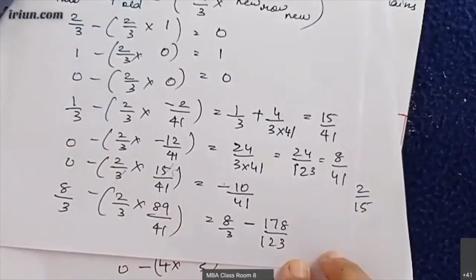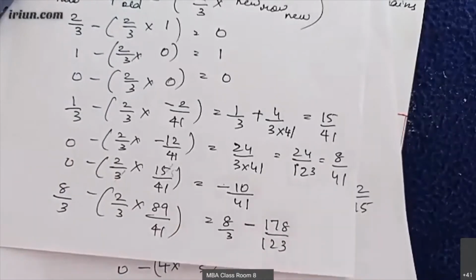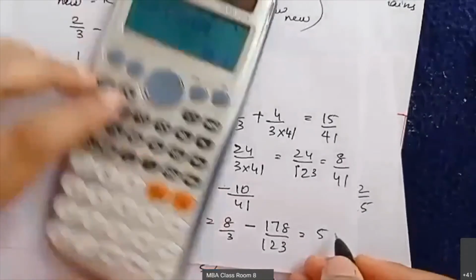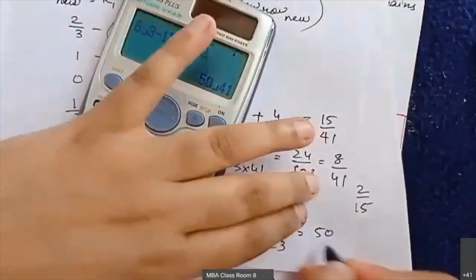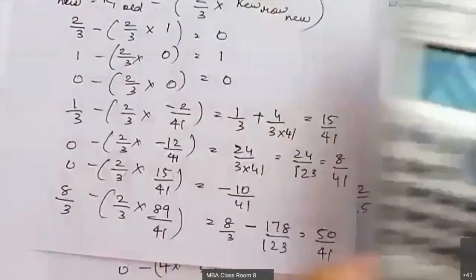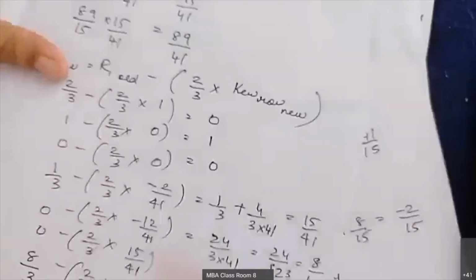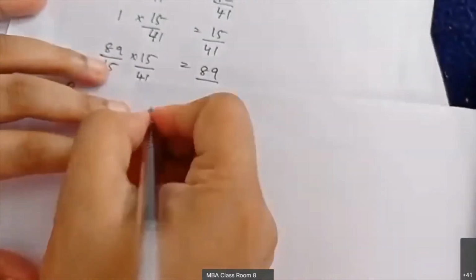This is R1 new. Yeah, it is 50 divided by 41. So in the calculator also we have got 50 divided by 41. That is R1 new. Next we have already found R3 new. We have found R1 new. Next we need to find R2 new.